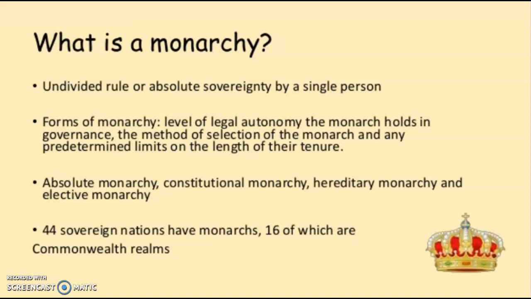Level of legal autonomy the monarch holds in governments, the method of selection of the monarch, and any predetermined limits on the length of the tenure. There are 44 sovereign nations that have monarchs, 16 of which are Commonwealth realms.